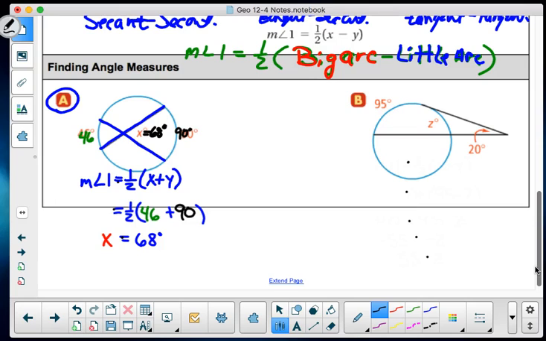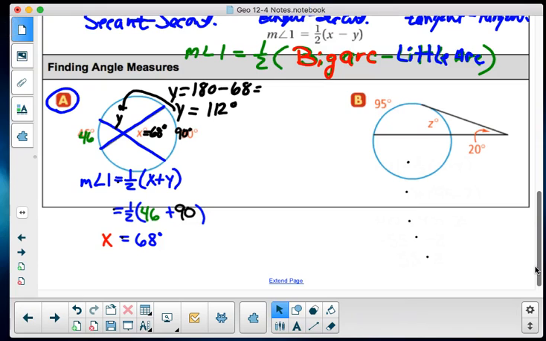Now, I could ask what this y is. And I'm concerned that you know that they're supplementary. So in this case, 180 minus that 68 would give me my value of y. And I would subtract and find that it was 112 degrees. So that would be my y value. If I wanted you to find it, it would have been an easy next step.